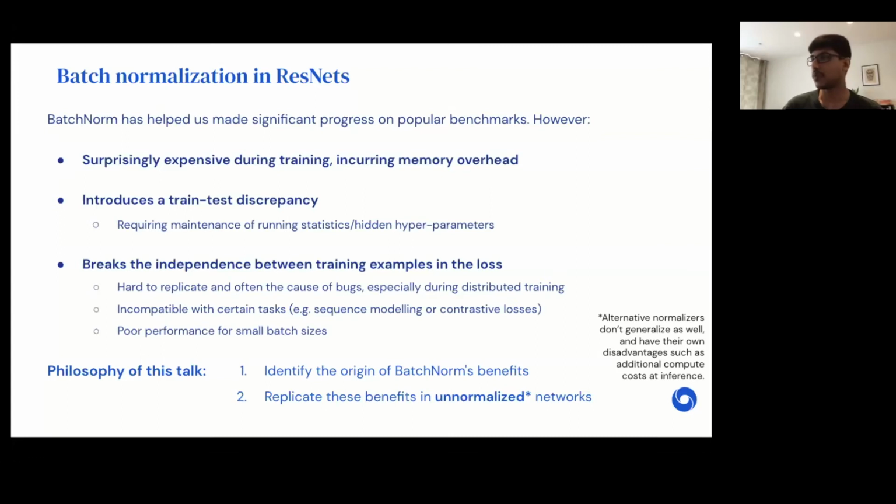A point I would like to make here is that, of course, there have been a number of alternate normalization methods which operate on the activations, such as layer normalization, instance normalization, group normalization, and so on. But in our experiments, we found that they didn't always generalize as well as batch norm networks. And all of these alternate activation normalizers have their own disadvantages, such as introducing additional computational costs at inference time.